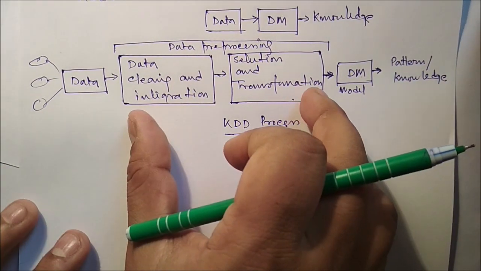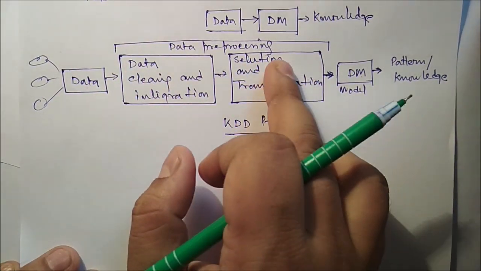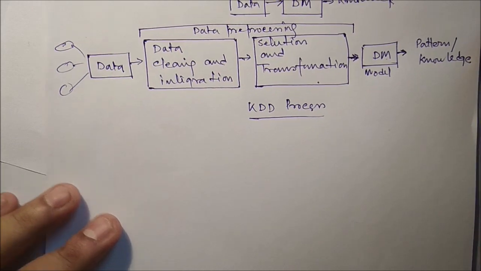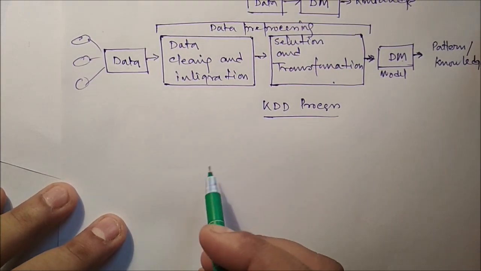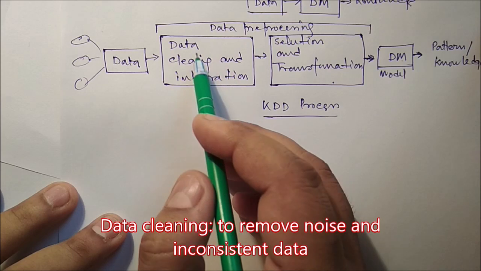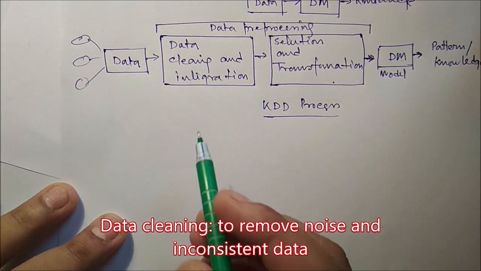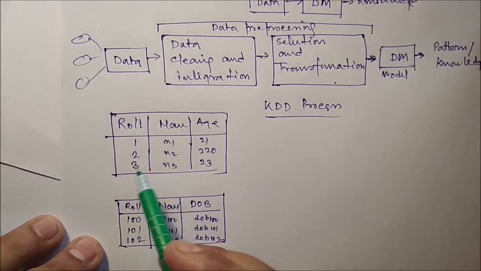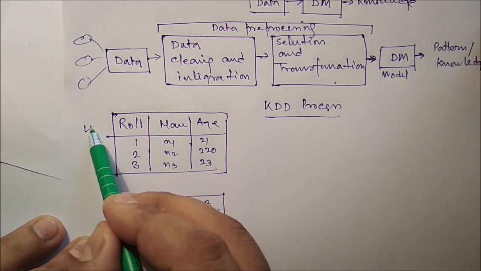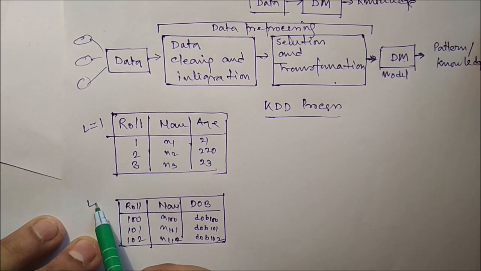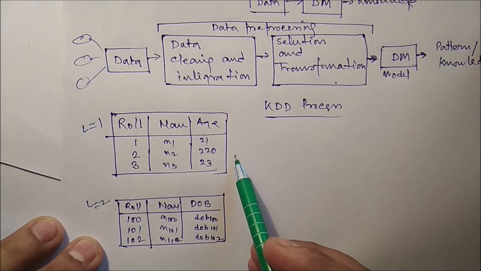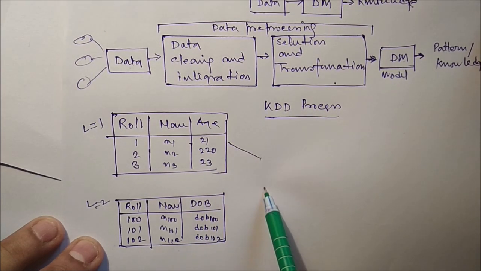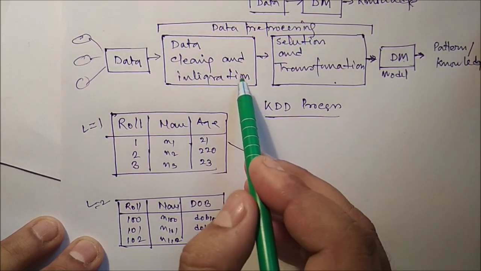We will discuss all these things in detail in a future video, but right now, in short, what is data cleaning? Data cleaning is removing noise and inconsistent data. Suppose we have data, say roll number. Suppose the data are in two locations, location 1 and location 2. Before applying the algorithm, we have to collect all the data in a single database. So that's why integration is required.